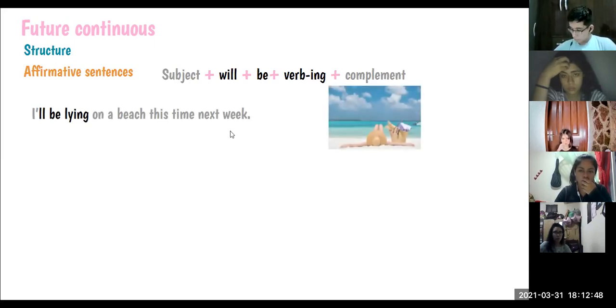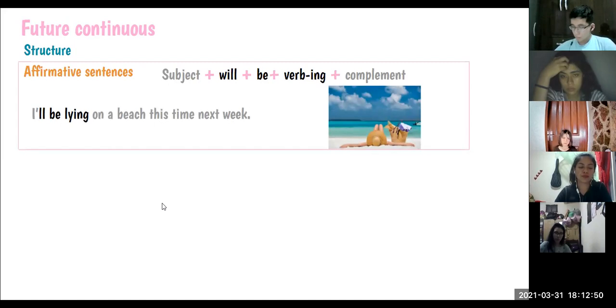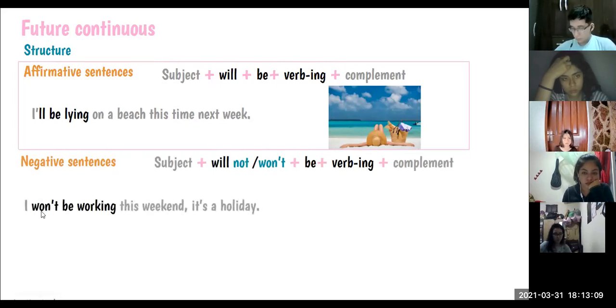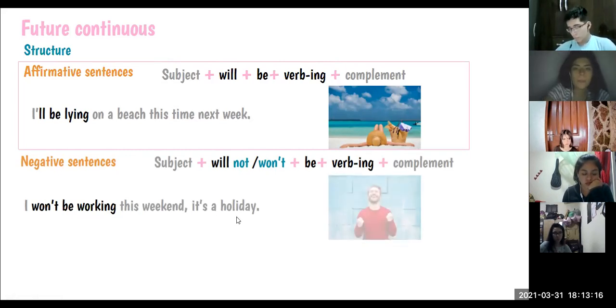Okay? Let's go to the negative sentences. What do you think we need to change to make this sentence negative? Will not, right? Will not or won't, any of them, exactly the same. I won't be working this weekend. It's a holiday, okay?